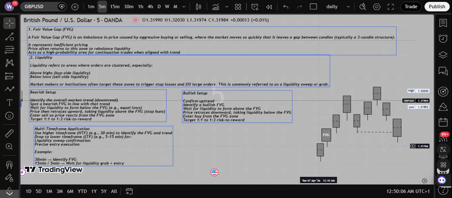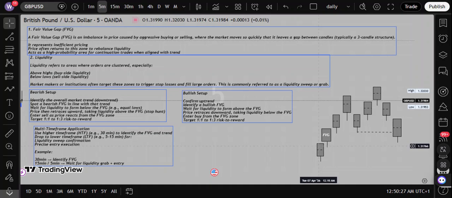So when you have a bullish trend, or in the overall trend you have bullish, then on your smaller time frame you get to spot an FVG. You don't just jump on that trade. You wait for confirmations to give you an A plus entry.